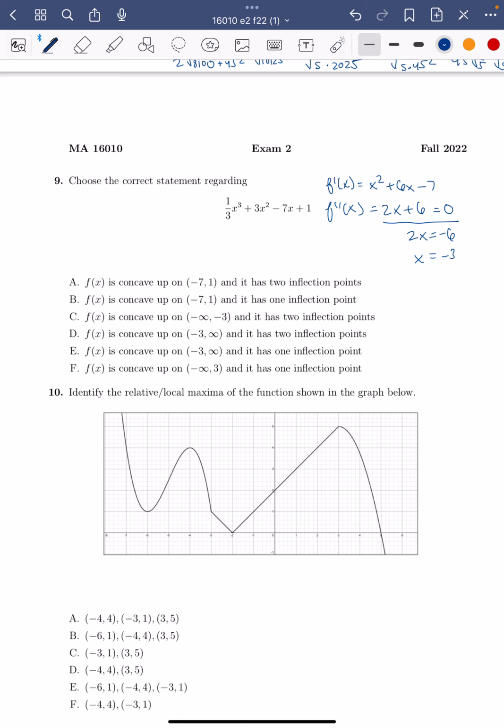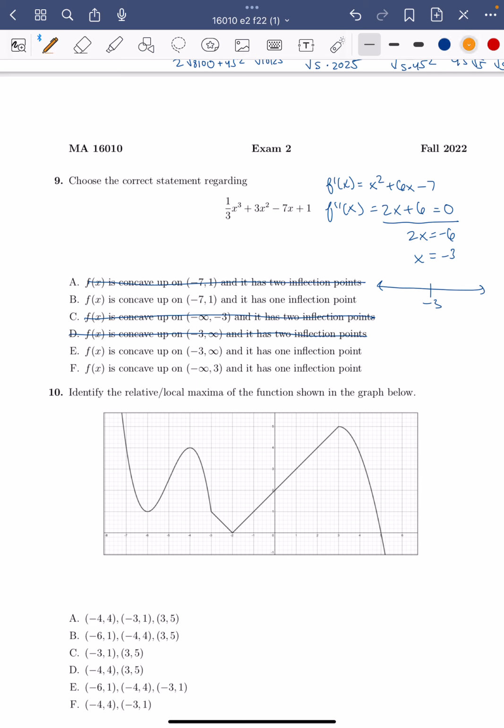When I'm looking at concavity, I like to draw a number line to keep things straight. So I've marked our one inflection point. From this point, we can actually go back to the answers real fast. Anything that says 2 inflection points can't be the right answer because we only found one inflection point. So wrong answers include A, C, and D.